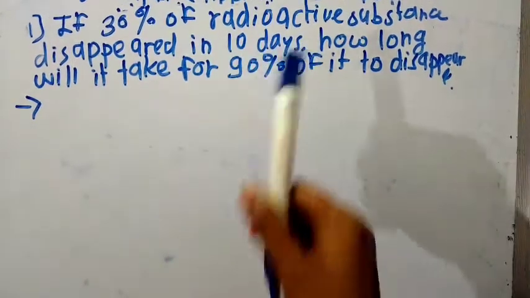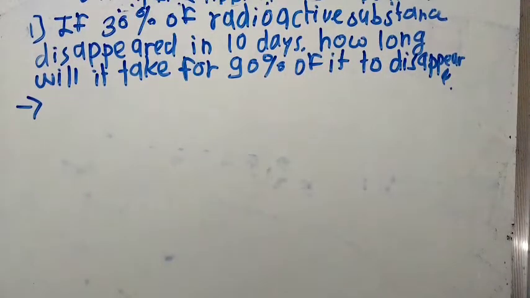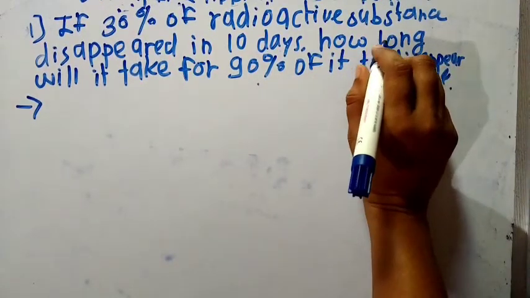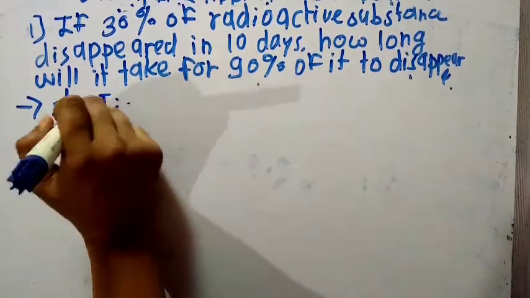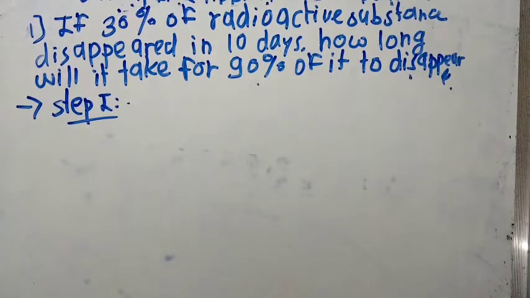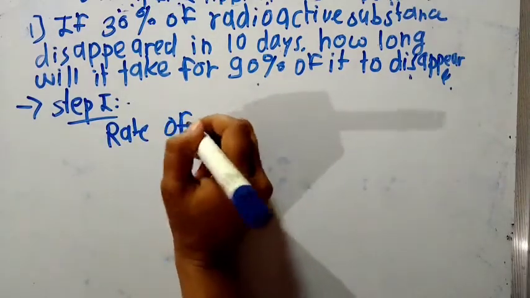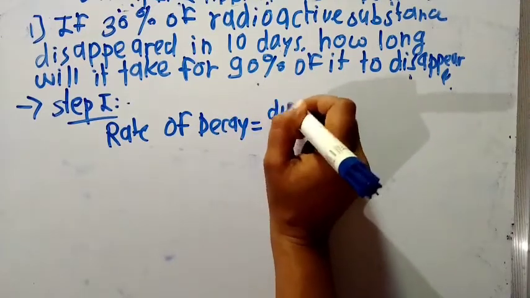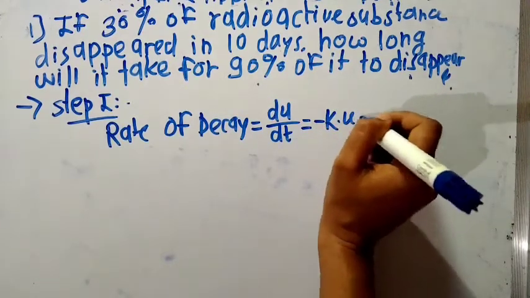Here 30% of radioactive substance disappeared in 10 days. Then suppose 90% disappear, how many days will it take? So first step: we know that the formula for rate of decay is du by dt, which is equal to minus k into u.